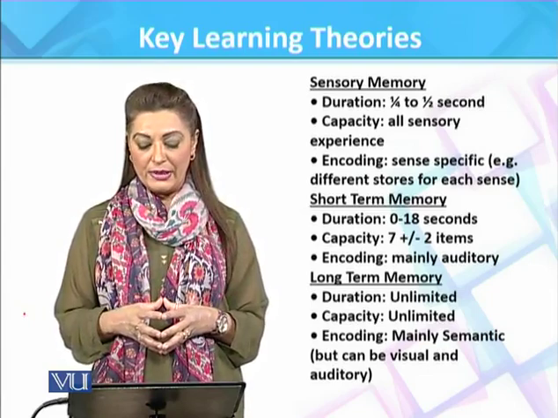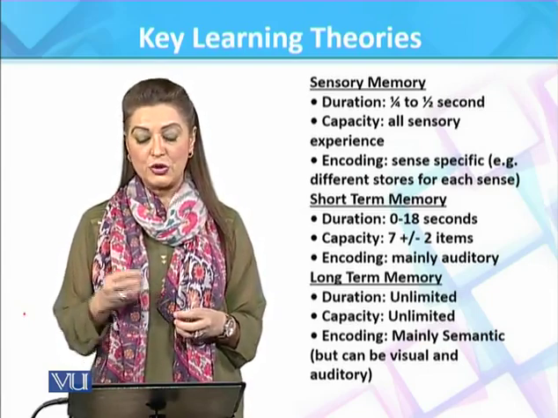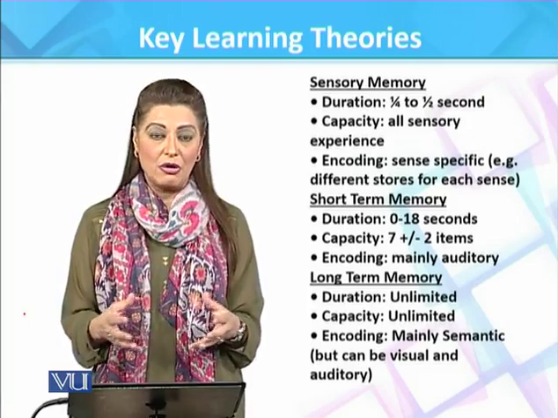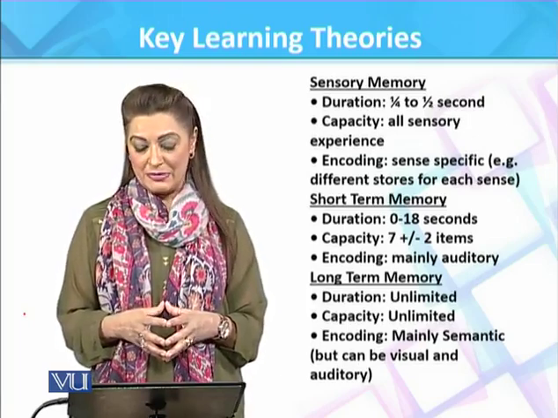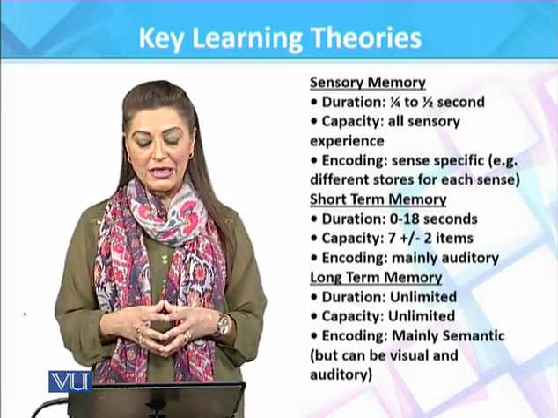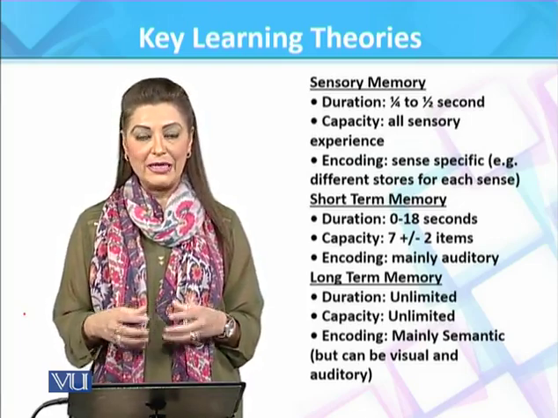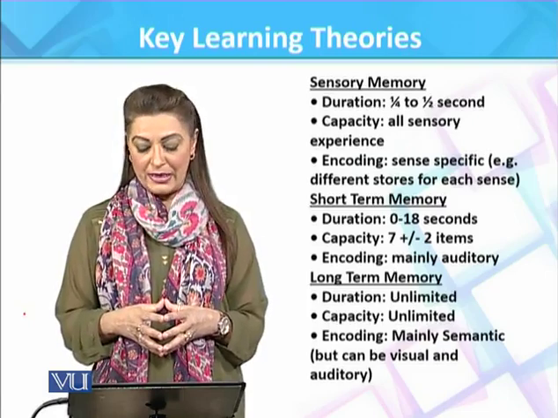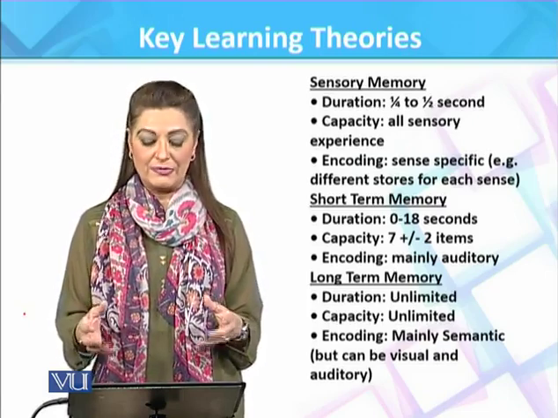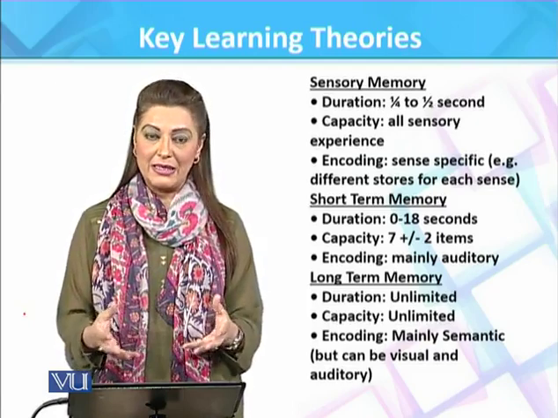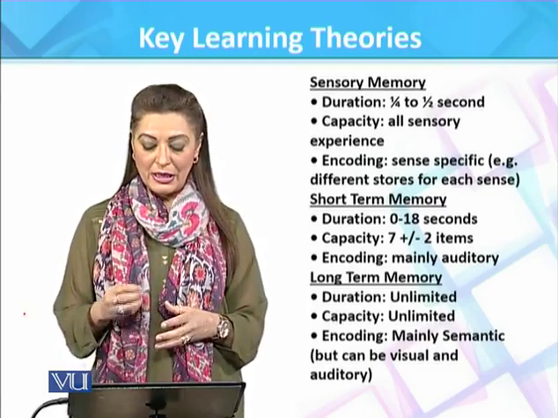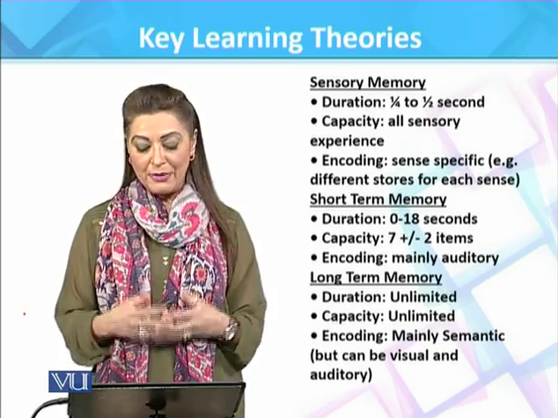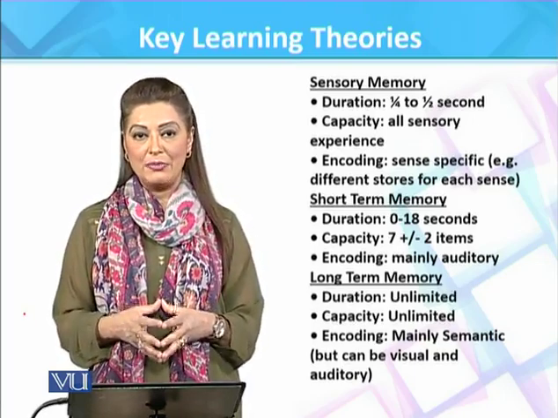Short-term memory has a duration of 0 to 18 seconds. Capacity is 7 plus or minus 2 items. Encoding in this process is mainly auditory. Long-term memory has a duration which is unlimited. Capacity, again, is unlimited. And encoding is mainly semantic, focusing on the meaning, but it can be visual and can be auditory.